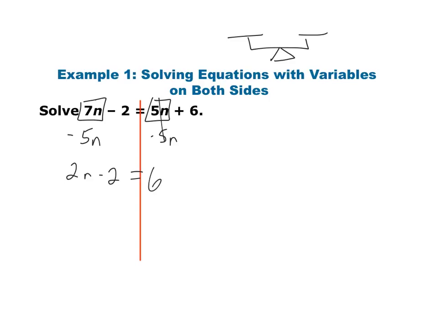And now I'm just solving. So since it's minus 2, I'm going to add 2, not 4, to both sides. Now I have 2n is equal to 8. Since it's times, I'm going to divide, I really like that 4, by 2. So n is equal to 4.